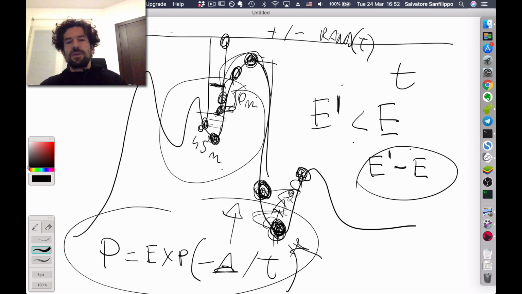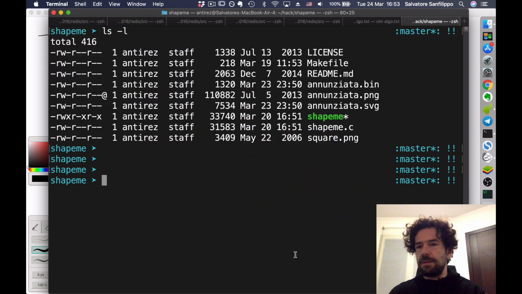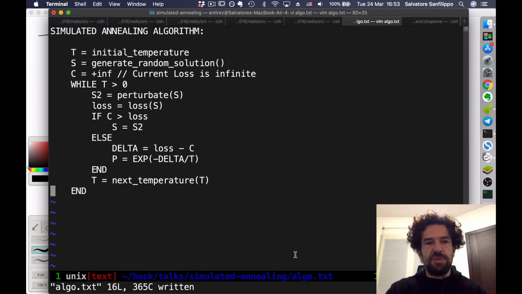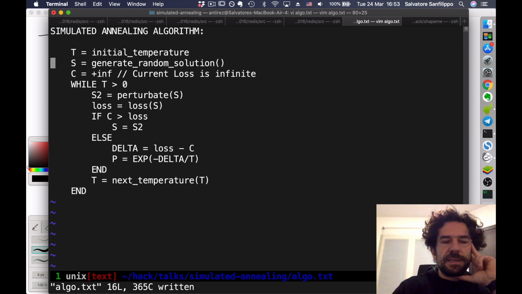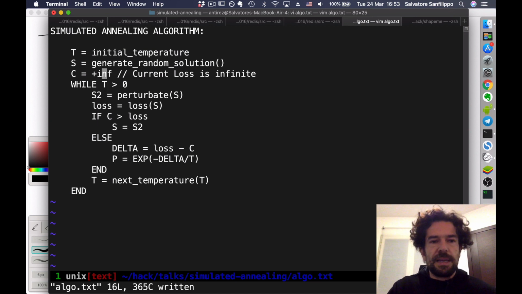This is the basic algorithm. We can check it here. Yes, so we start with the parameter T, which is the initial temperature. Then our current solution is initially a solution generated at random. And my initial cost function is plus infinity, so I will accept for sure a new solution in the first iteration.